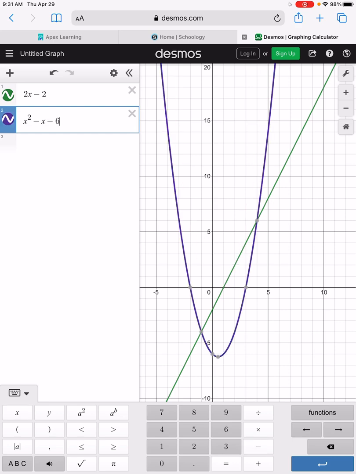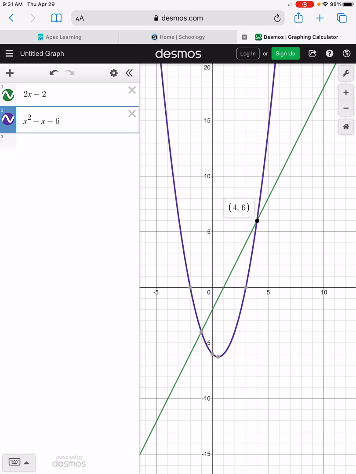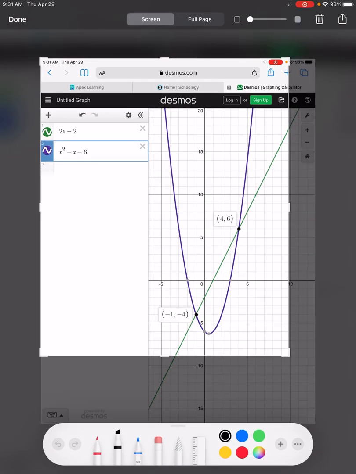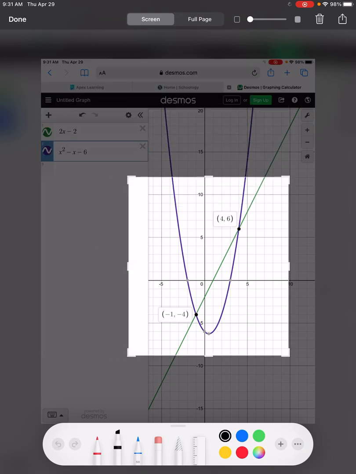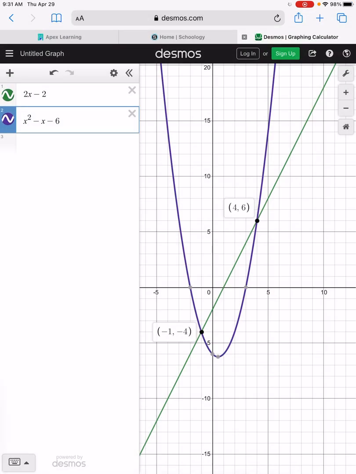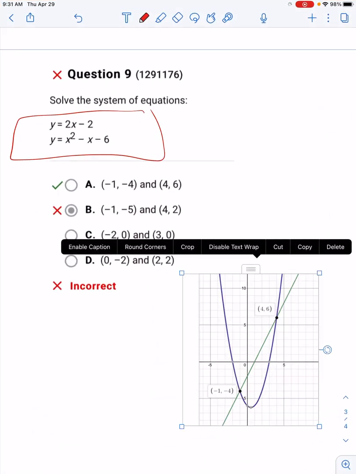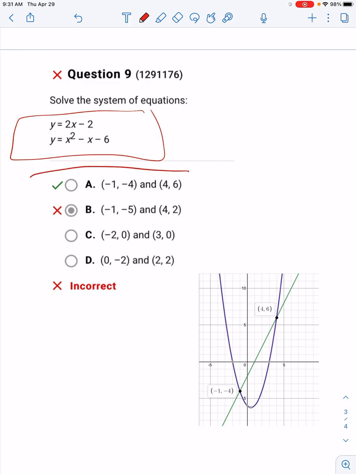Okay. So you can see right here at 4, 6, they cross, and at negative 1, negative 4. So I'm going to take a little screenshot of that. So 4, 6, and negative 1, negative 4. All right, so if I look back here, there's our answers, 4, 6, and negative 1, negative 4, okay? And so that's it. Most of this section was just graphing a system of equations and seeing where they intersect. And those are your solutions.